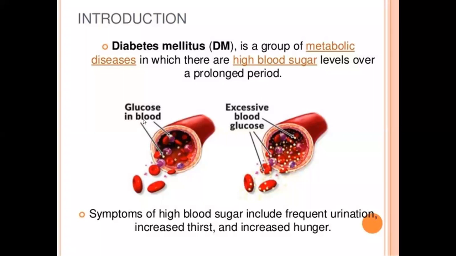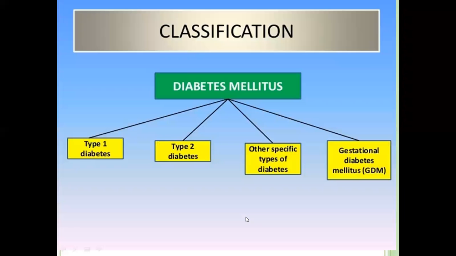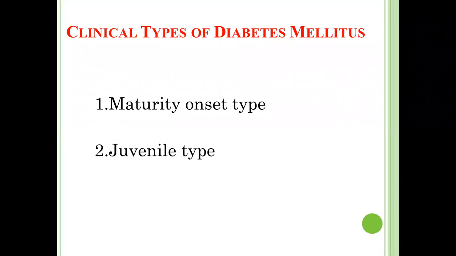Here on the screen, glucose in the blood is normal, and in a diabetic patient there is an excessive blood glucose level. So this is about the pathophysiology of diabetes mellitus. The next point is that there are different types of diabetes mellitus: type 1, type 2, other specific types, and GDM, that is gestational diabetes mellitus. Also diabetes insipidus, then the juvenile type, and the maturity onset type of diabetes mellitus.